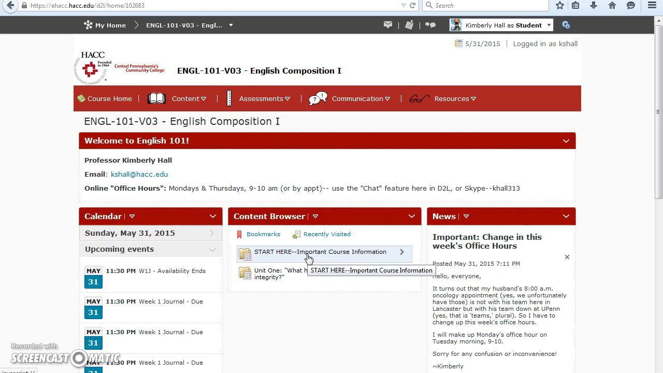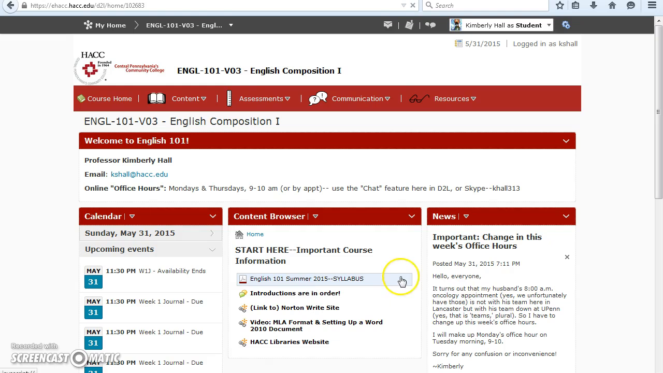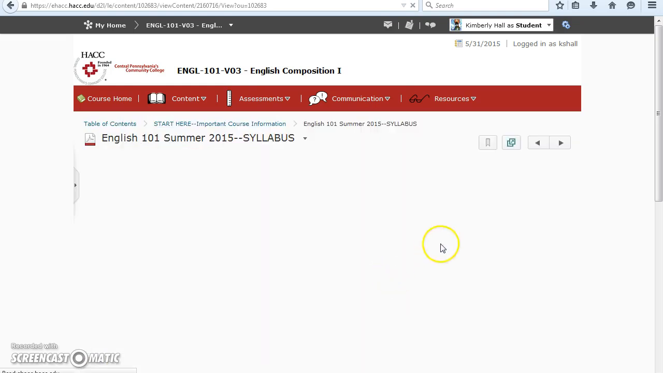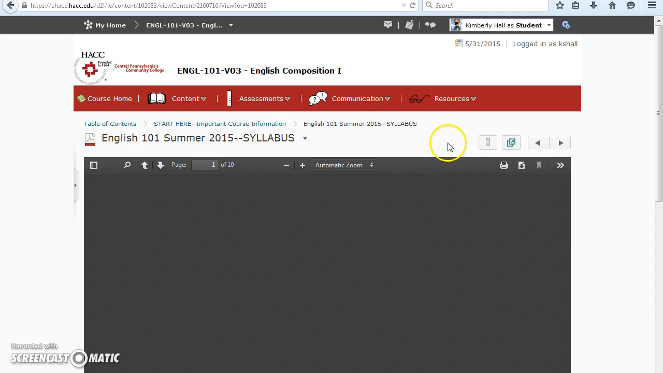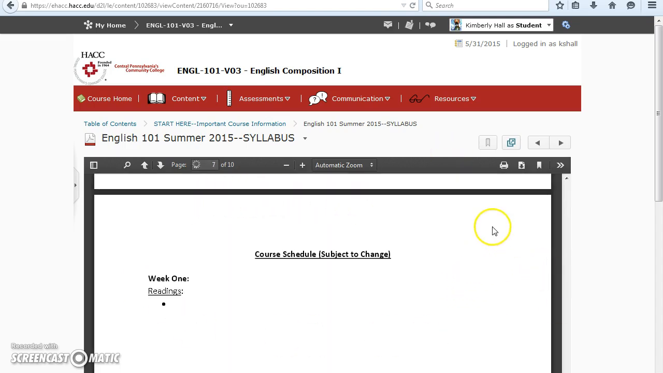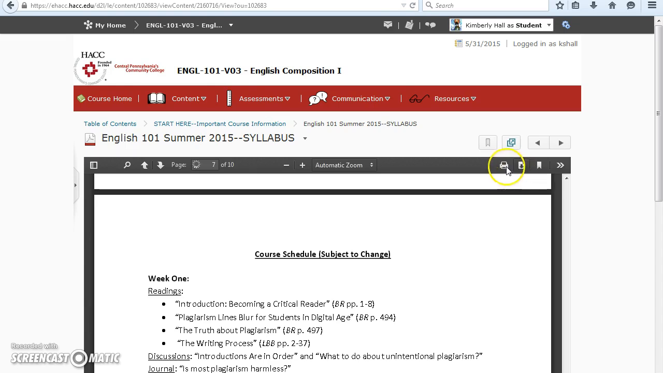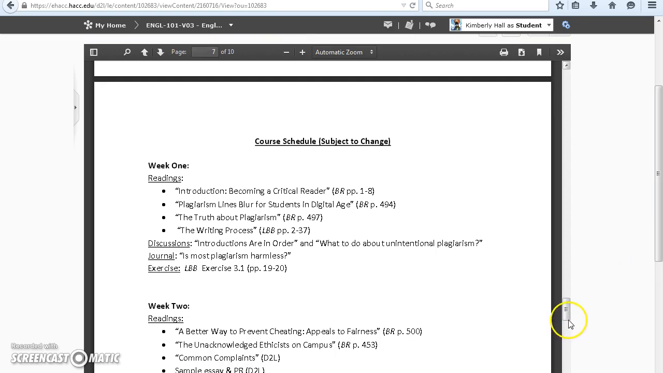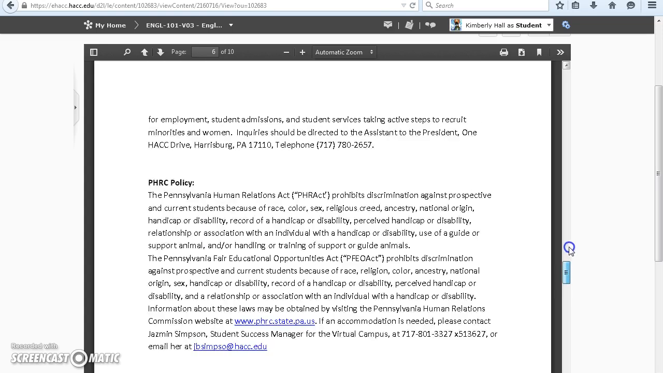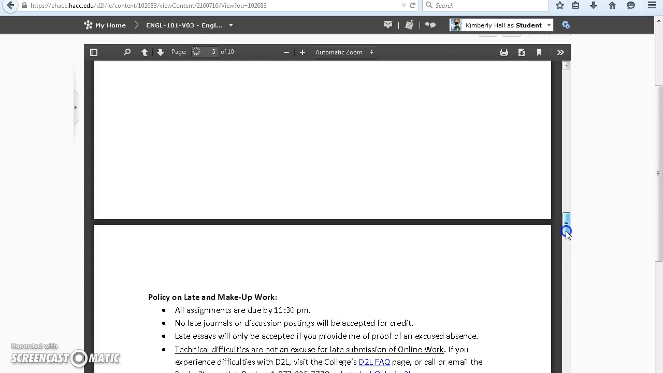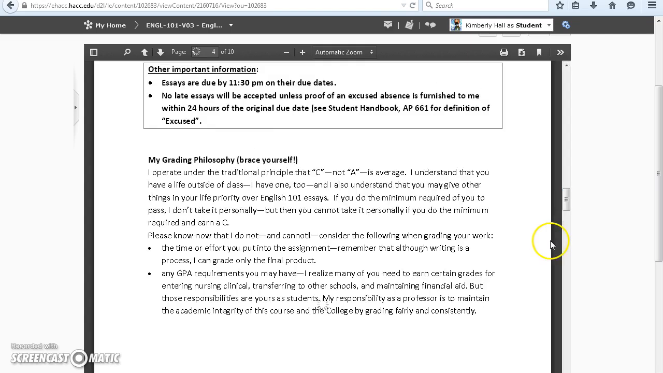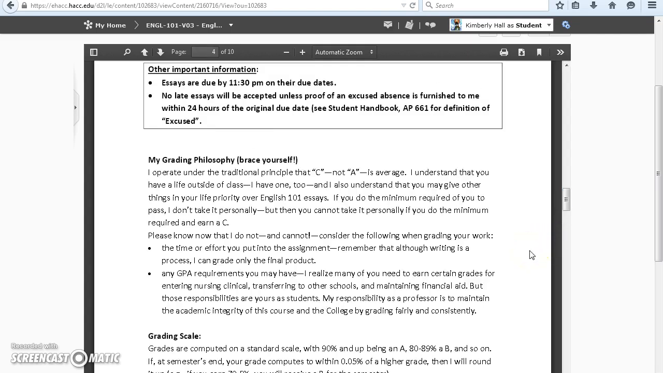Remember, you can always get the syllabus by clicking in the Start Here folder and then clicking on the syllabus. When it opens in the viewer, you can also download it and print it, but I'm just going to stay in the viewer for the time being. What I wanted to draw your attention to is the policies beginning on page 4. And I apologize for the 10-page syllabus, but I try to be thorough.